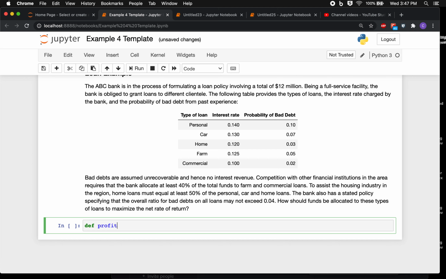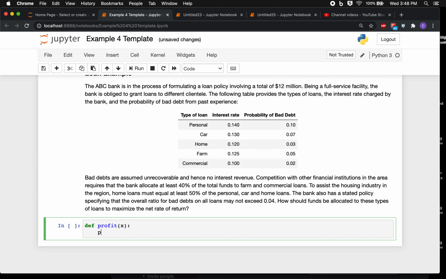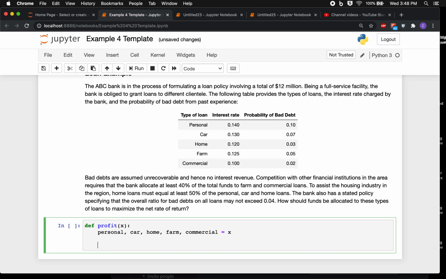So let's first define profit. And so we're going to unpack this as before. So personal loans, car loans, home loans, farm loans, and then commercial loans. And that's going to be equal to x. So what I'm going to assume all these variables are is the amount we loan to each in terms of $1 million, since that's a unit and no other units were given.